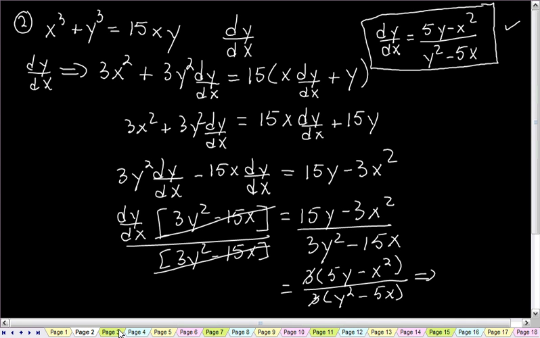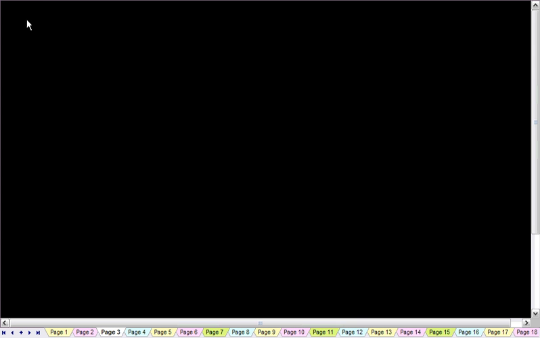Number 3. Where is number 3? Number 3, I have 8xy plus y squared equals x plus y. Again, x's and y's on both sides. So to find dy/dx, I have to use implicit differentiation.